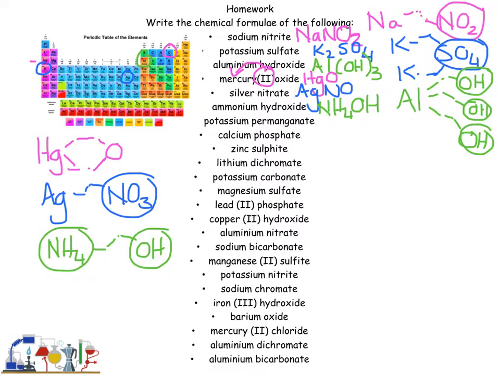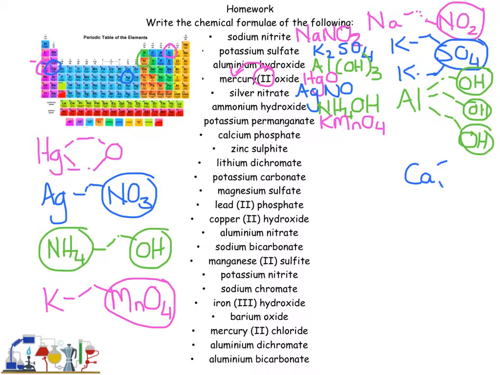The next one is going to be potassium permanganate. Potassium is in group 1. We've used it before, and it has a valency of 1. Permanganate is, look on your polyatomics, MnO4 as a group. Hold hands, and we land up with KMnO4.